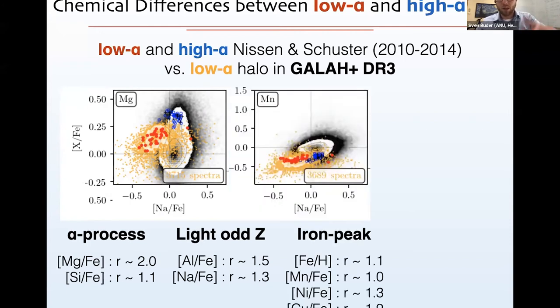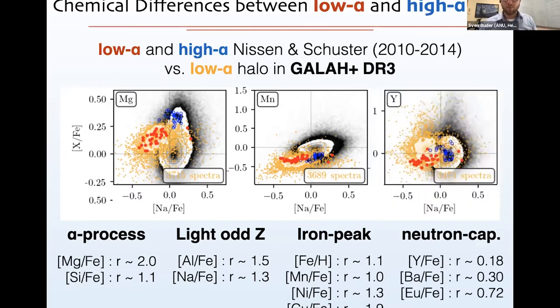You can also look at manganese, and you see that similar to a lot of other iron peak elements, these values are a bit lower, but still significant. And looking at yttrium or other neutron capture elements, for these ones, the separation is lower because either of intrinsic scatter or because of our measurement uncertainties.